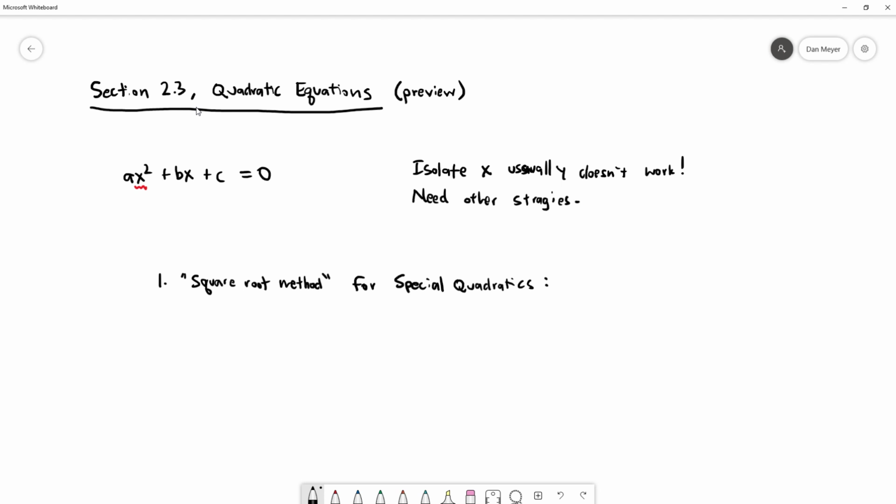Okay, these special quadratics are quadratics of the form x squared minus d is equal to 0, where d is a positive number. I guess it could be 0 too.